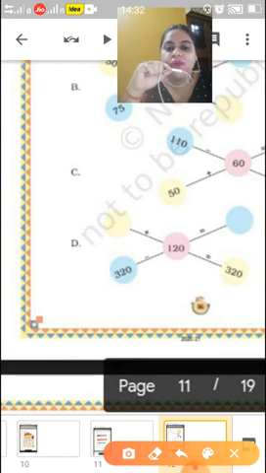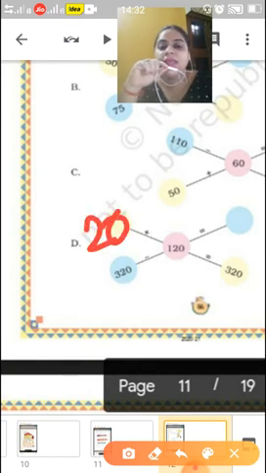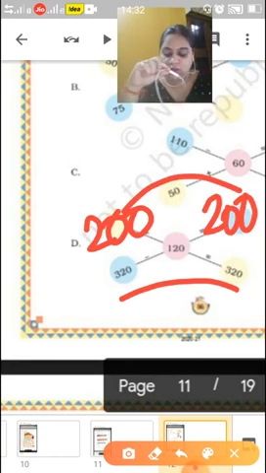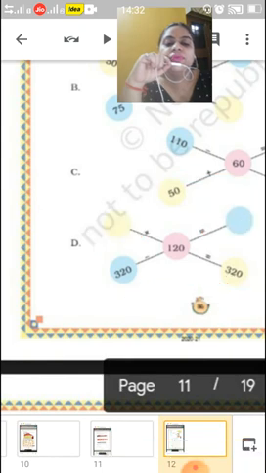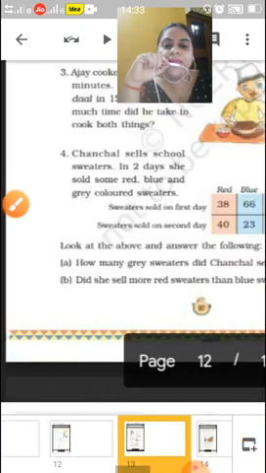First, what we can add in 120 so that it will become 320. So children, let's add. I think 200 we will add, so 320 will come, and 320 minus 120, here will also come 200. So this will also match. Okay children, now come to next page.